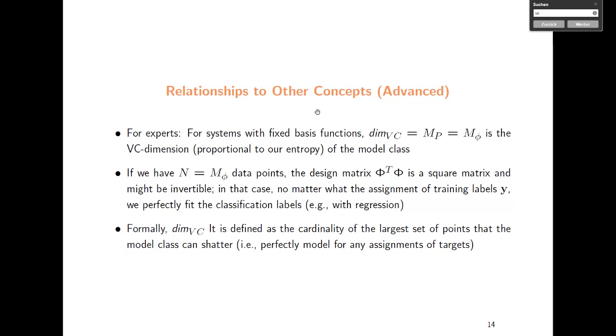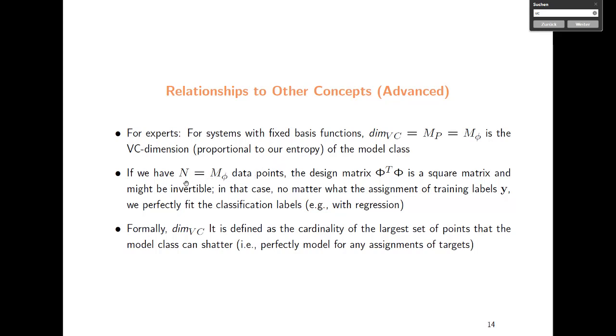Here's something a little bit advanced. For systems with fixed basis functions, the VC dimension, which is a key concept in statistical learning theory, and we will discuss it briefly later on, is the number of parameters, which is the number of basis functions in this case. So it is proportional to our definition of entropy. Let me give you some hint of what this VC dimension is. It is proportional to the number of bits required.